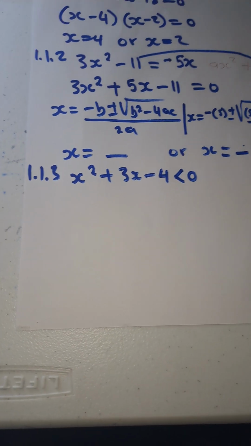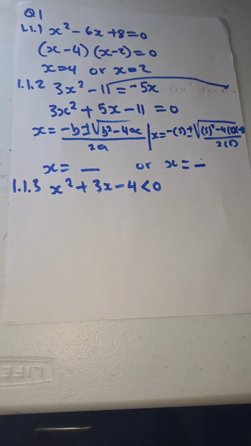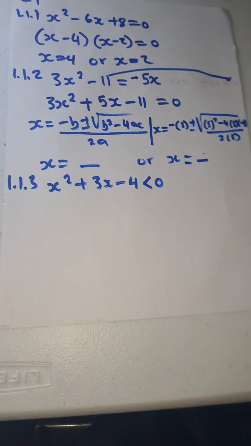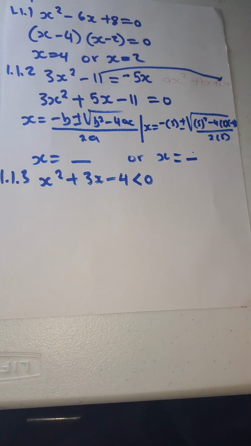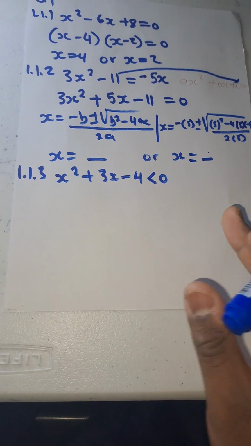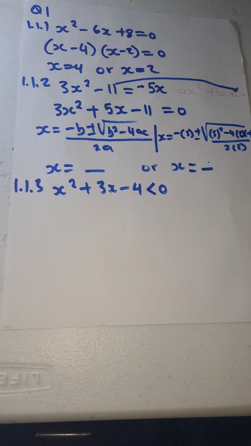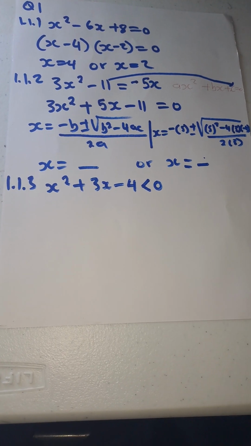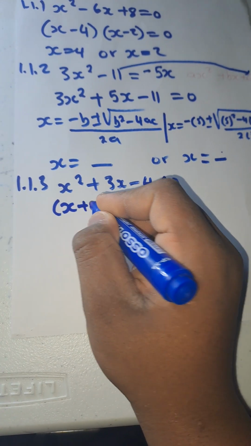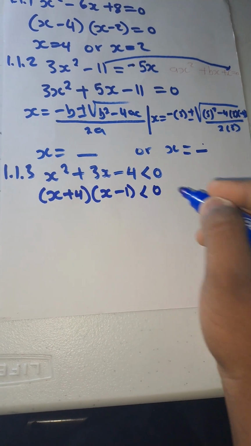Is it fine now? So now check. Since my equation is still in the form ax squared plus bx plus c, I don't have to fix anything. It is fine. So now I'm simply going to factorize. At the same time, you can do your quadratic formula method. I don't have a problem with that. But I'm going to factorize. What will I have? (x plus 4)(x minus 1) less than 0.